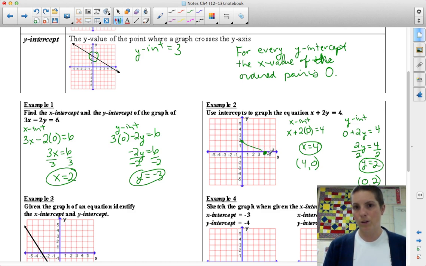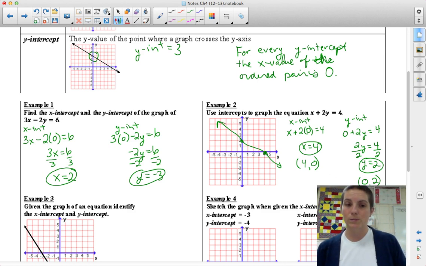Now I know some of you are going to want to do this and just connect the dots. Remember, our graph should go edge to edge, and we should be using a straight edge so you don't end up with wiggly worms like I have. No wiggly worms, straight edges.